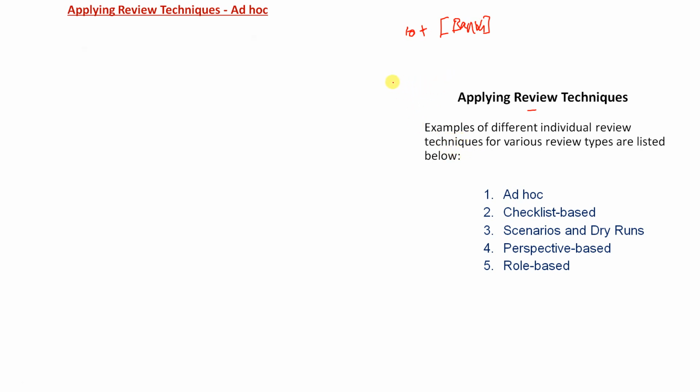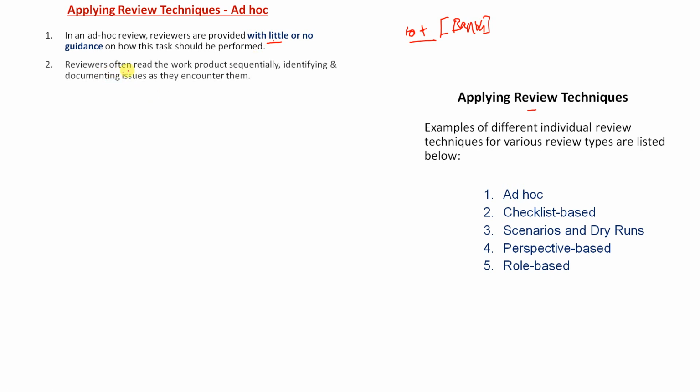So let's see the summary. In an ad hoc review, reviewers are provided with little or no guidance. If you have 10 plus years of experience in a particular domain and a similar kind of project, then you don't need any guidance on how this task should be performed. There is no guidance required or given. Reviewers often read the work product sequentially, identifying and documenting issues as they encounter them.